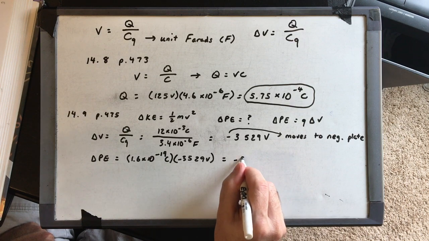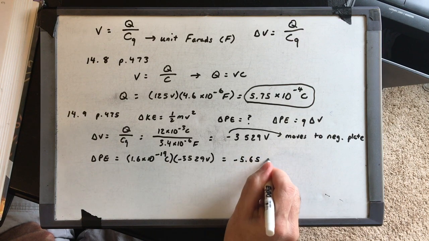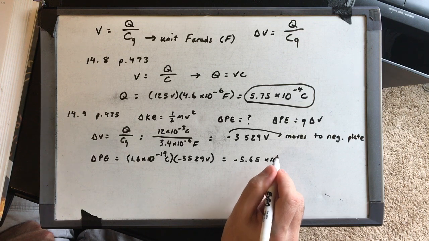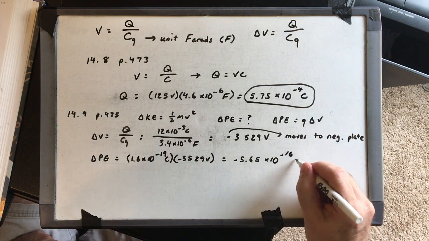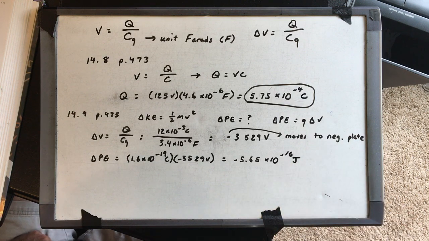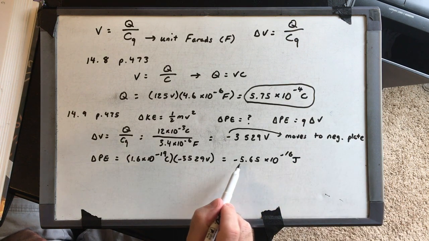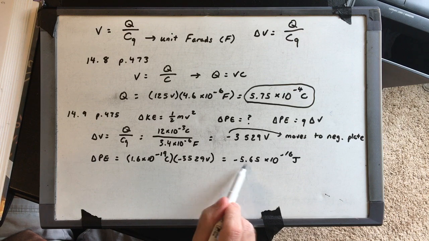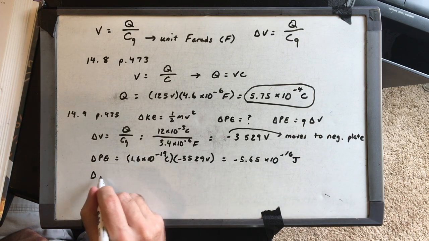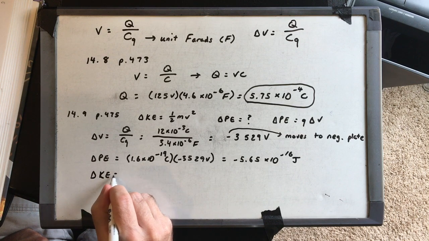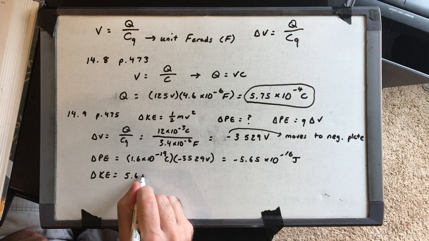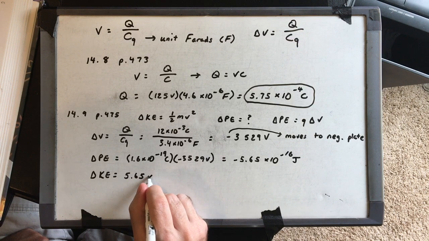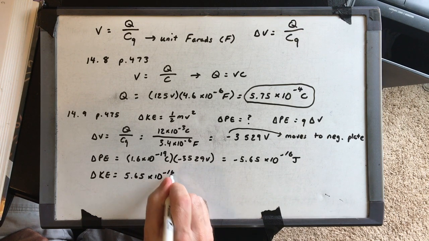So that's negative 5.65 times 10 to the minus 16, and the unit for energy is joules. Well, if the change in potential energy is negative 5.65, the change in kinetic energy has to be positive. We lost potential energy, but we gained kinetic energy, 5.65, assuming no losses, times 10 to the minus 16 joules.